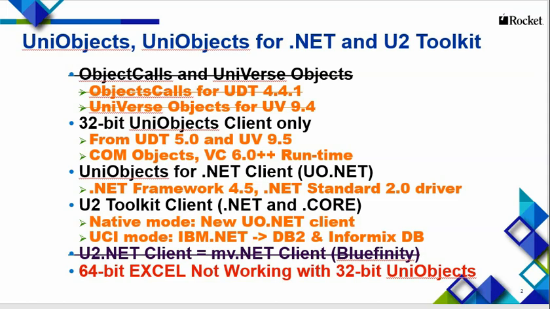This driver, U2 Toolkit, has two components. One is called native mode connection. The other is called UCI mode connection. UCI mode is basically merged. Originally, we had a product called IBM.NET client, and you might also have heard about another product called U2.NET client. A couple years ago, we also got the source code from MV.NET client and merged it to become the new product U2.NET client, but this client has already been phased out.